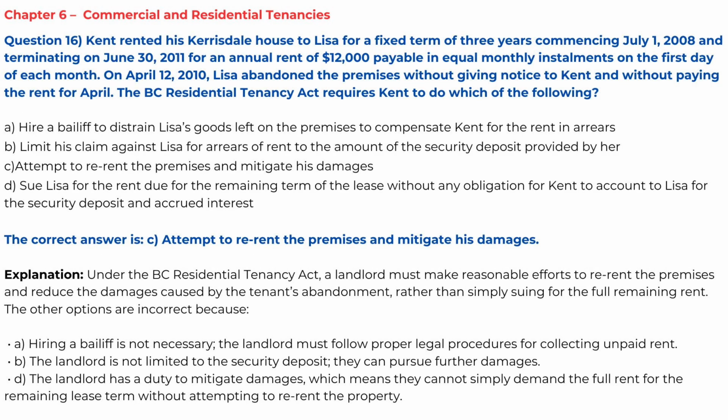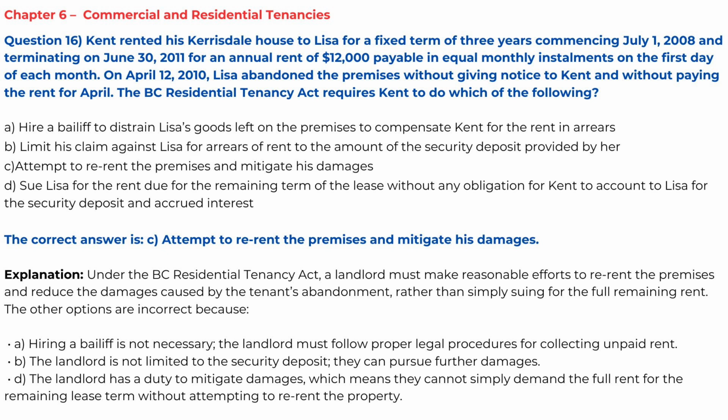Question 16. Kent rented his Kerrisdale house to Lisa for a fixed term of 3 years, commencing July 1st, 2008 and terminating on June 30th, 2011 for an annual rent of $12,000 payable in equal monthly installments on the first day of each month. On April 12, 2010, Lisa abandoned the premises without giving notice to Kent and without paying the rent for April. The BC Residential Tenancy Act requires Kent to do which of the following? The correct answer is C. Attempt to re-rent the premises and mitigate his damages.